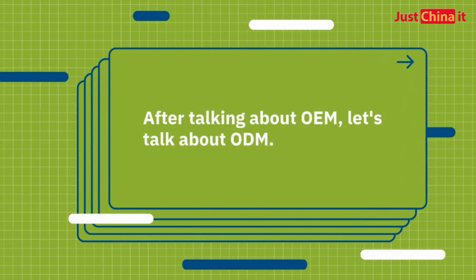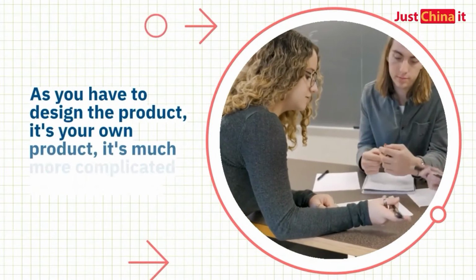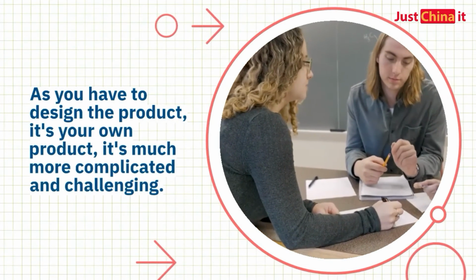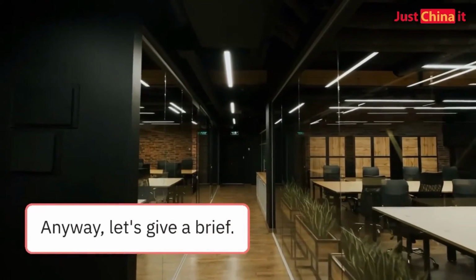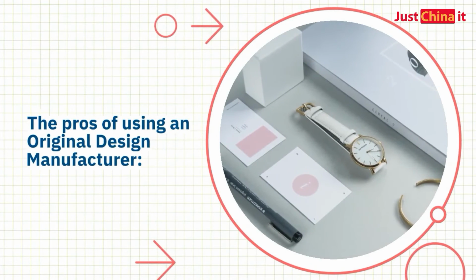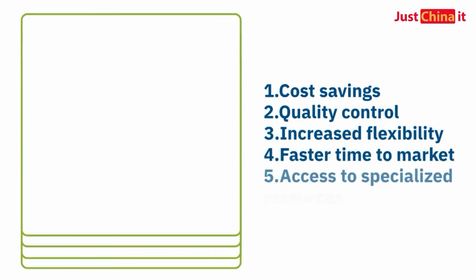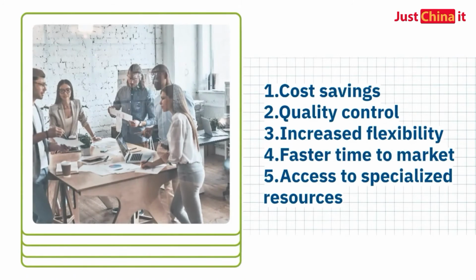After talking about OEM, let's talk about ODM. Normally, only big companies, such as Apple, Nike are using ODM. As you have to design the product, it's your own product, it's much more complicated and challenging. Anyway, let's give a brief. The pros of using an original design manufacturer. 1. Cost savings. 2. Quality control. 3. Increased flexibility. 4. Faster time to market. 5. Access to specialized resources.